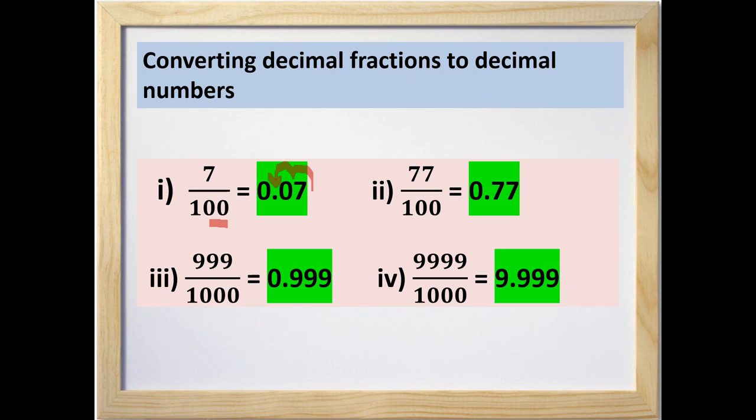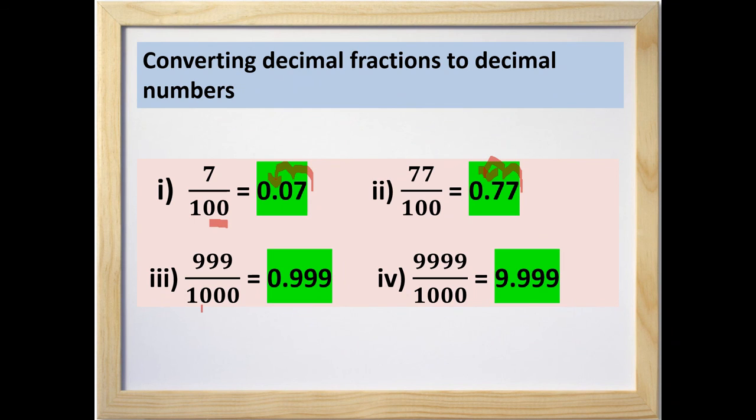Now in the second problem, the decimal fraction is 77 by 100. So again the denominator is having 2 zeros. So just write the numerator 77 and shift the decimal point from the right by 2 places. So we'll get 0.77.